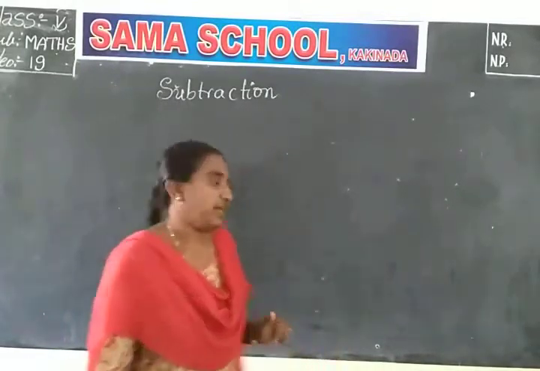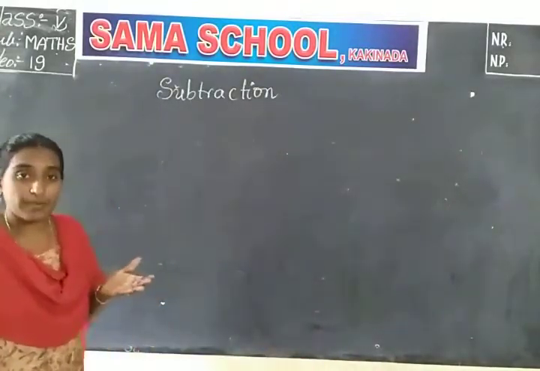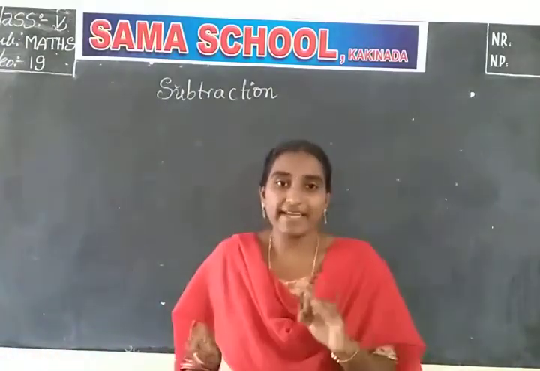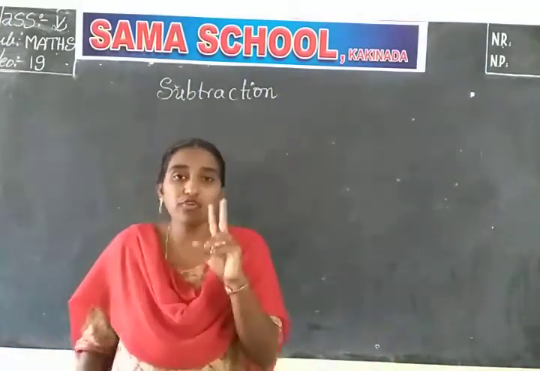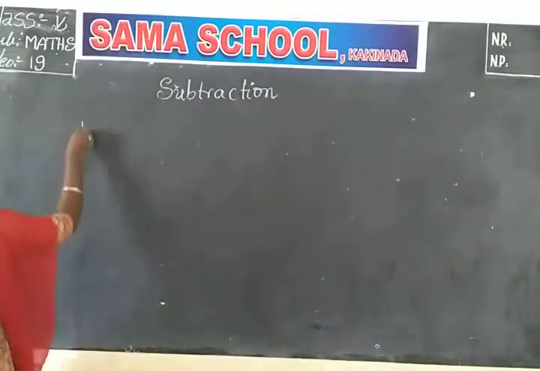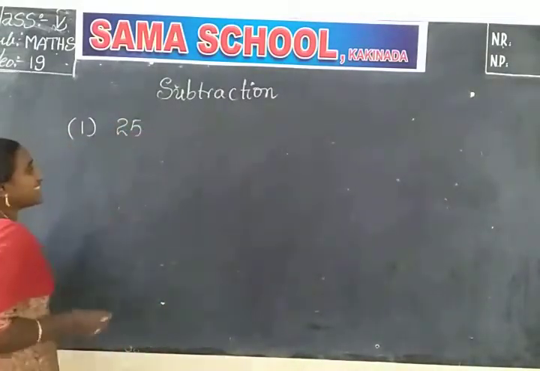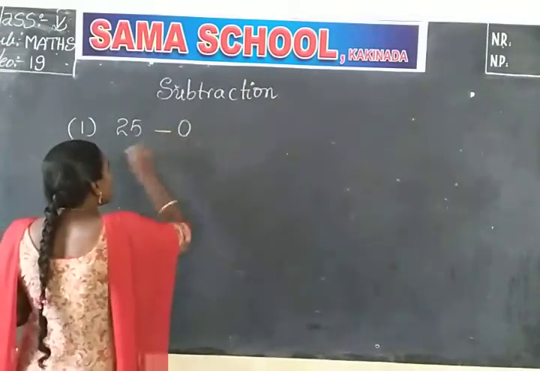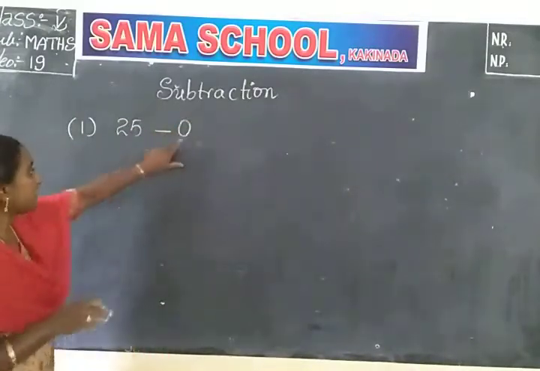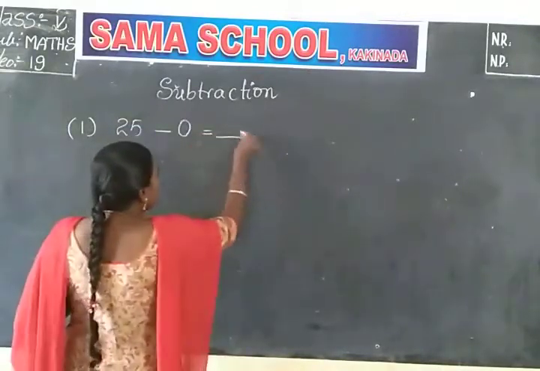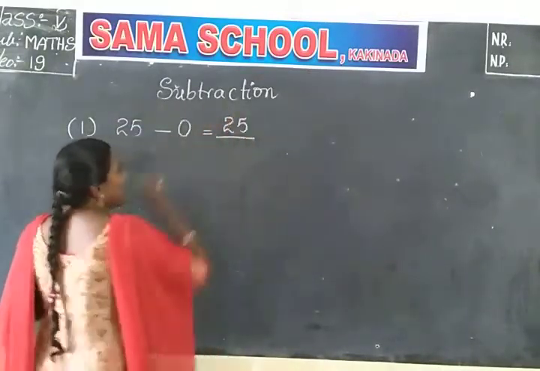Also in subtraction, see, in addition we have learned some properties. Now, how many properties have we learned? 3 properties we have learned. Like that, in subtraction also we have 2 properties. What are those 2 properties? You take one number, 25, and subtract 0 from this number. Do you know what is the result? You will get the same number.